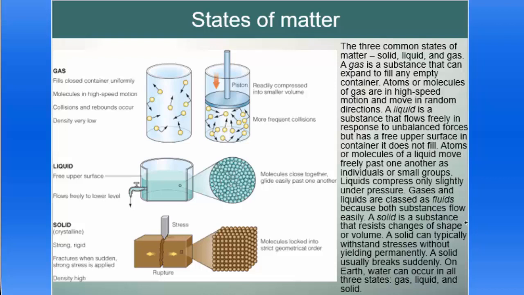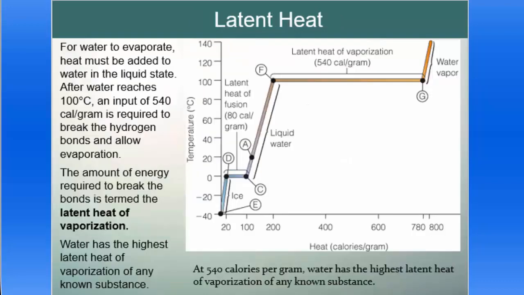A solid is a substance that resists change of shape or volume. A solid can typically withstand stresses, like you can press on the table and it won't just move or bend. A solid usually breaks suddenly. On Earth, water can occur in all 3 states, which is one of the things that makes Earth very, very unique. And here is the change in state going from a solid piece of ice at 40 degrees below Celsius to ice at 0 degrees Celsius to ice transitioning from ice to water and then heating up from 0 degrees Celsius to 100 degrees Celsius, the boiling point of water, and then vaporizing into the air.